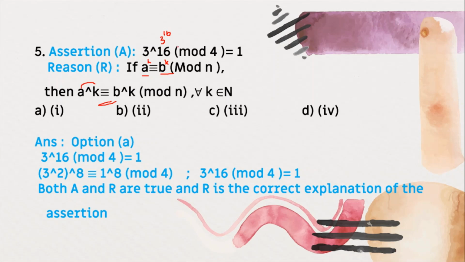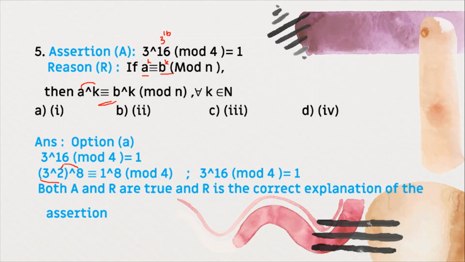See here, first 3 power 16 mod 4. First take a simple power: 3 squared, the whole raised to 8. Power and power will be multiplied, so 2 eights are 16. I have divided 16 into 2 and 8 so that you can easily calculate 3 power 2. 3 power 2 is 3 into 3, which is 9. 9 mod 4: 2 fours are 8, remainder 1. So it will become 1.